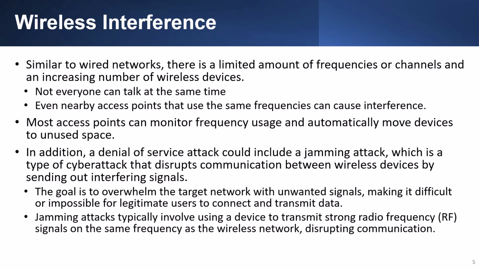Similar to wired networks, there is a limited amount of frequencies or channels and an increase in number of wireless devices. Not everyone can talk at the same time. Even nearby access points that use the same frequencies can cause interference. Most access points can monitor frequency usage and automatically move devices to unused space.